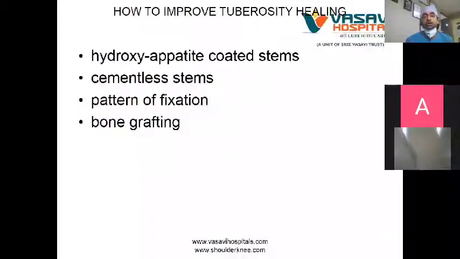So to make sure the cuff performs well and the tuberosity heals, we use different techniques. One of them is the hydroxyapatite coated stem, which helps in bone ingrowth. The other is the pattern of fixation. As I showed you in the previous slide, we make sure we wrap the tuberosities on top of the stem, and then we tie it. We have a fixed pattern for doing that, and that gives a very strong fixation.